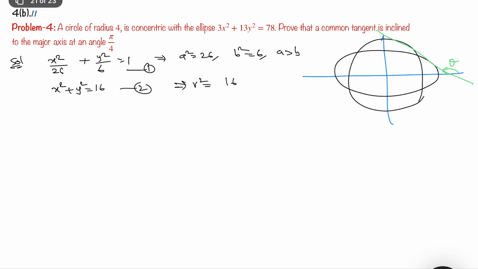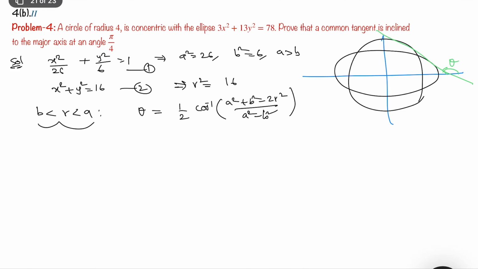It is 16. First of all, here we have the case b less than r less than a. So in this case theta is going to be half cos inverse of (a square plus b square minus 2r square) by (a square minus b square). This is the formula when we have b less than r less than a. That is the case here, because the r value is 4, the b value is root 6, and the a value is root 26.